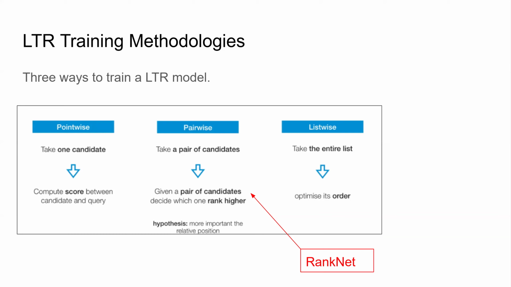And the pairwise actually has that limitation. That's why the listwise came into the picture. So yeah, this is what I have on a very abstract level. I don't know the details about that.